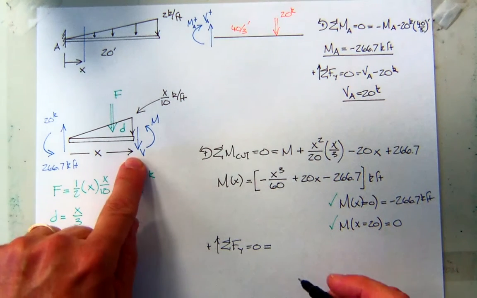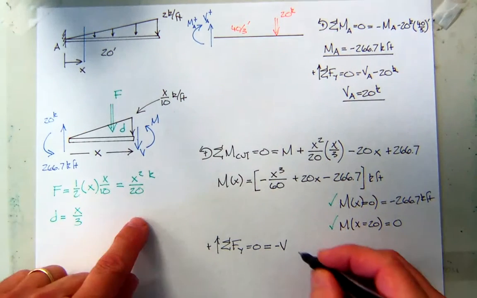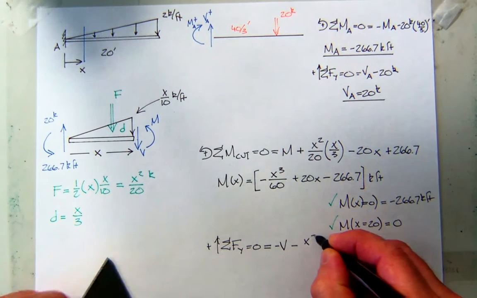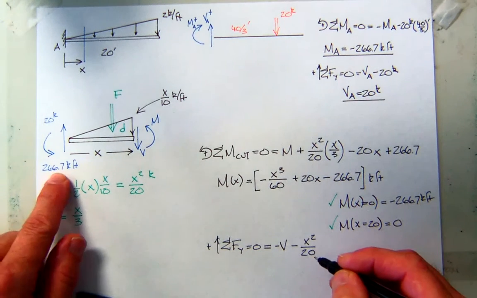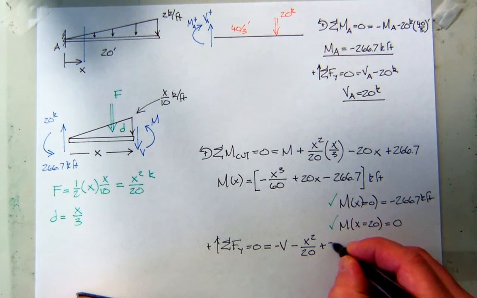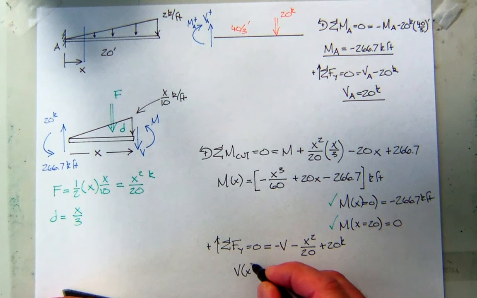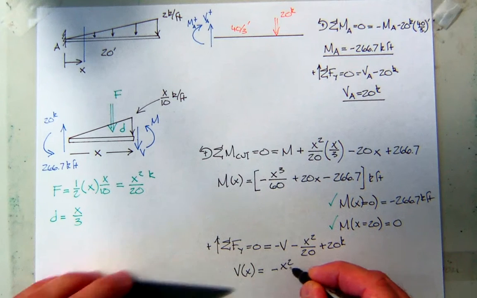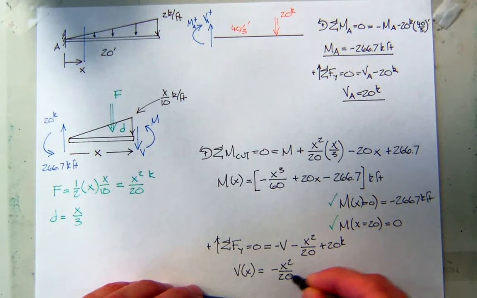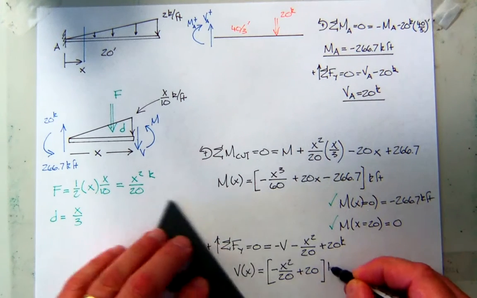So what do I have? I have my shear force is down, so that's minus shear. My force is down, so that's minus x squared over 20. And my 20 kip is up. Solve for the shear force. What do you get? You get minus x squared over 20 plus 20. And that should all have the units of kips.